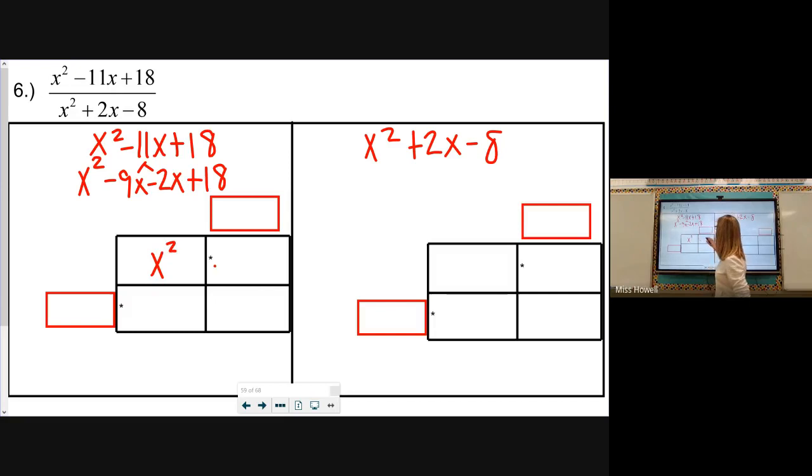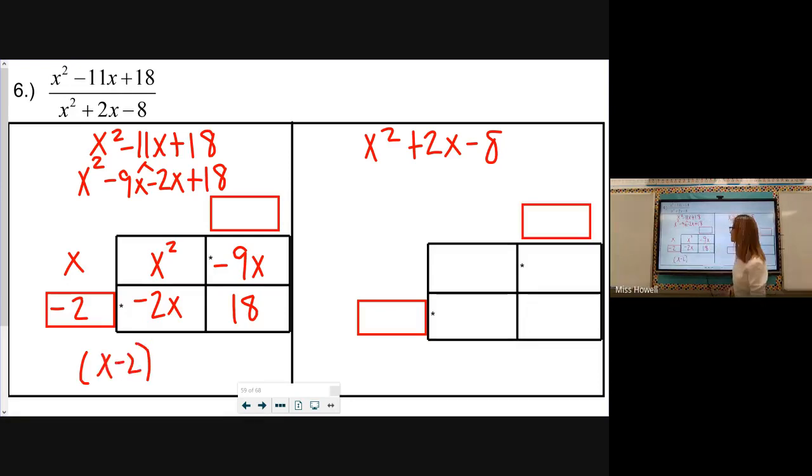X squared, minus 9x, minus 2x, and 18. All right, row by row, column by column. Top row, x squared and negative 9x both share an x. Bottom row, star block's negative, red block's negative. Negative 2x and 18 both share a 2, and it has to be negative because of our starred block rule. So x minus 2 is a factor here.